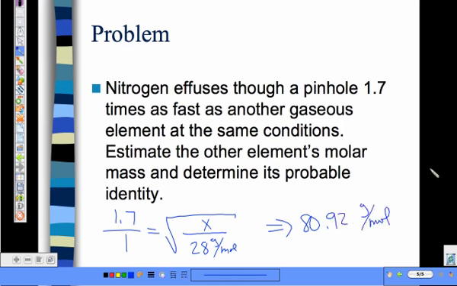And then it also says determine its probable identity. So what do you think it could be? What gas has about that molar mass? I think that's going to be our closest. Bromine. Actually, wait. Bromine gas is Br2. Krypton or chlorine, it would be Cl2, so that'd be 70.9. But krypton is 83.8, so krypton is closer than chlorine, actually.